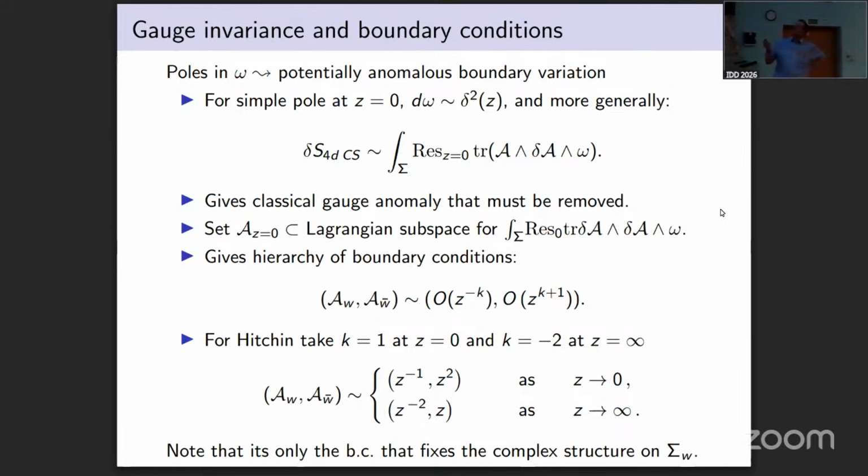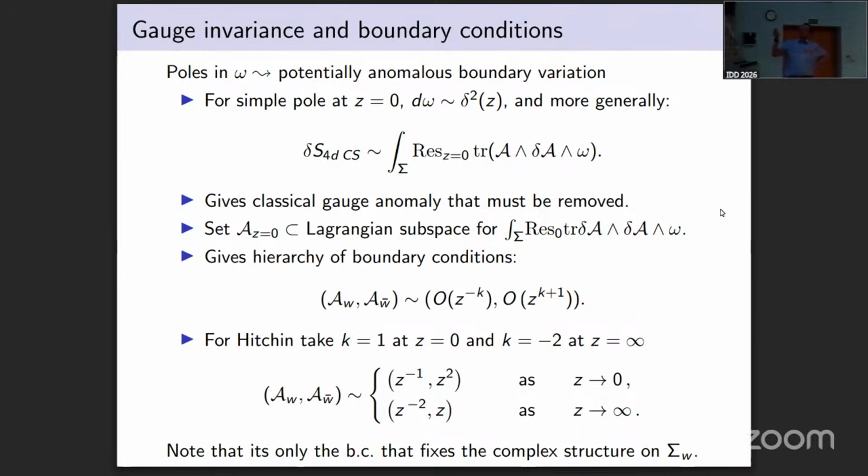But this gives a hierarchy of possible boundary conditions. So you can have AW bar vanishing very fast and AW more slowly, or vice versa. It's really just this product that has to vanish at order 1. And in fact, it turns out that if you want to land on the Hitchin equations, you'll take k equals 1 at z equals 0. And you take the symmetric thing at z equals infinity, but in this notation, at z equals infinity, it looks slightly asymmetric. But if you invert the coordinates, it's the same thing. And that's where this system learns about the complex structure, because we're making AW bar vanish to second order at the origin, and AW vanishing second order at infinity. So it's this choice of boundary condition that's fixing the complex structure on what's otherwise often referred to as the topological plane.